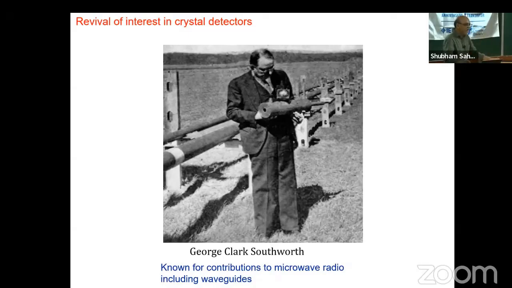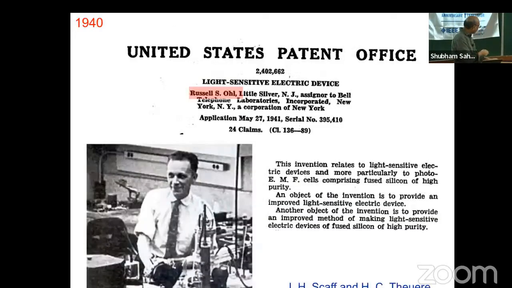He brought it to his lab and tried to detect microwave radio using that crystal detector, and it worked very well, right? So he had found something which was much better than vacuum tubes. Note that vacuum tubes had already reached a fair level of maturity and they were not doing very well here. So George Southworth discovers that these detectors can be very useful for detecting microwave radiation, high frequency radio waves. And so he goes and talks to his friend Russell Hall.